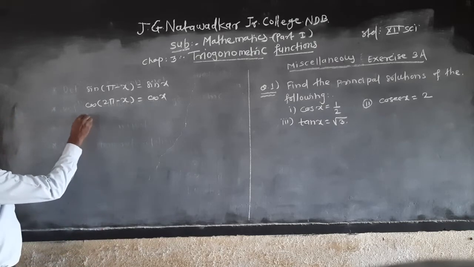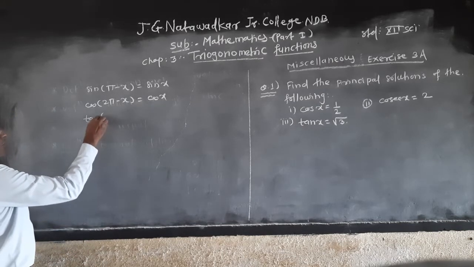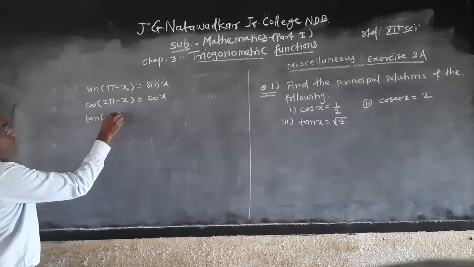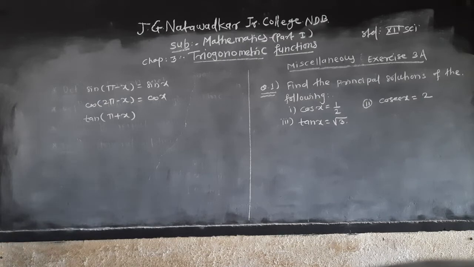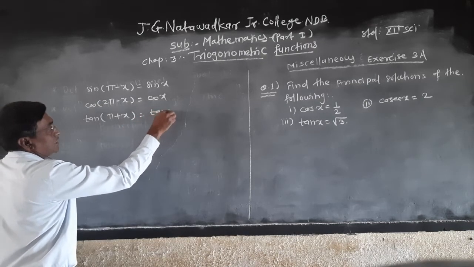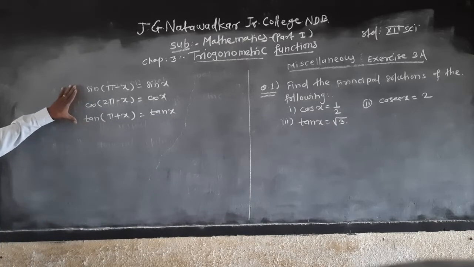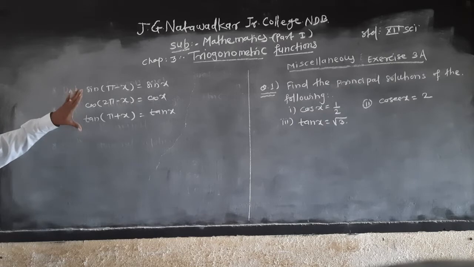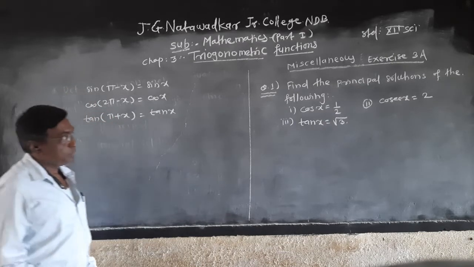And in case of tan, the ratio is positive in the 3rd quadrant and 1st quadrant, and the angle of the 3rd quadrant is pi plus x, measured along the x-axis. So tan of pi plus x is equal to tan x. So these are the positive-value allied angle formulas, and we use these formulas also for finding the principal solution. So here I will start the first example.